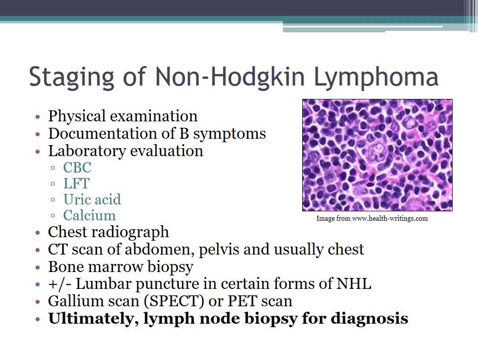Patients also will receive a bone marrow biopsy and possibly a lumbar puncture depending on the type of non-Hodgkin's lymphoma they are diagnosed with. Other scans can be done, especially things like PET scans, to look for cancer involvement in other areas of the body. But ultimately, please remember that the lymph node biopsy is your most important test for getting the correct diagnosis.